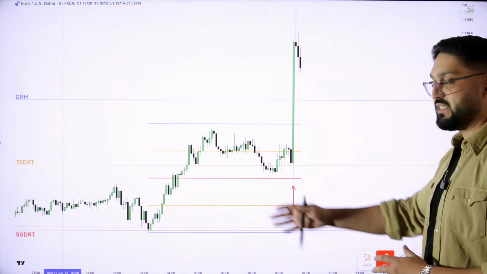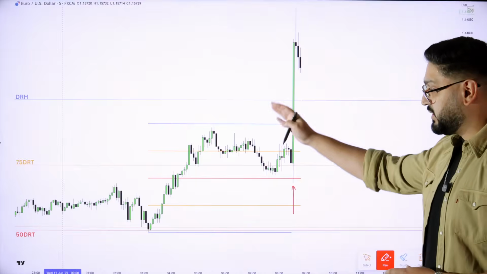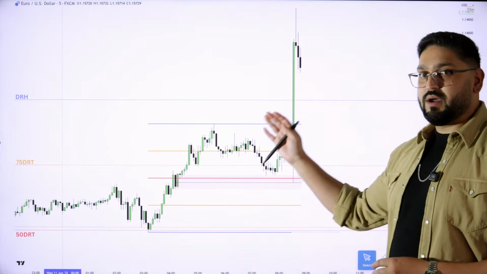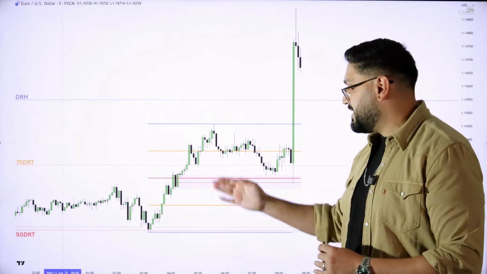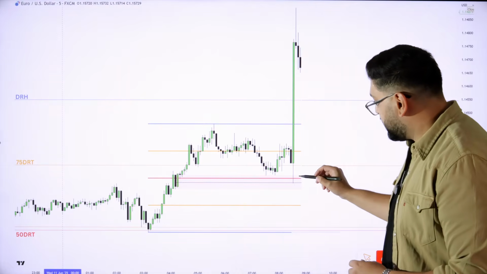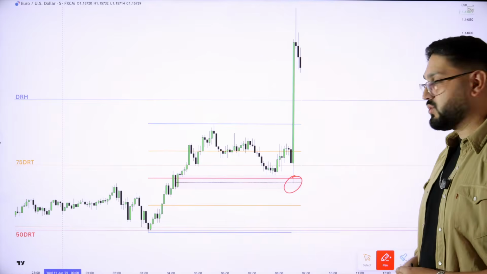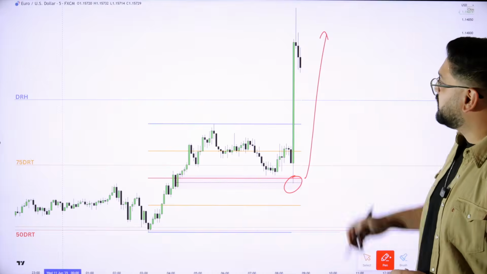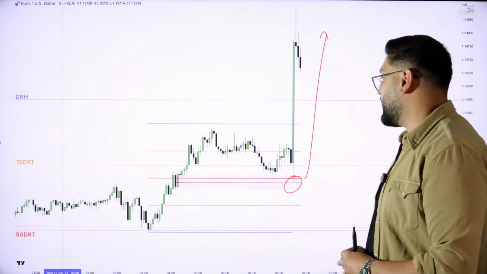Notice what else rests at that 50 DRT level on this minor dealing range. We have our high probability order block that nests at that 50 DRT level. Note how it reacts from the mean threshold of that order block. And then we have this massive move higher, running for that dealing range high.